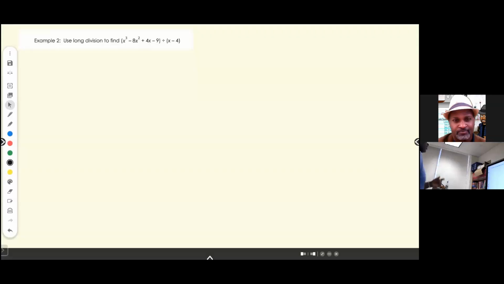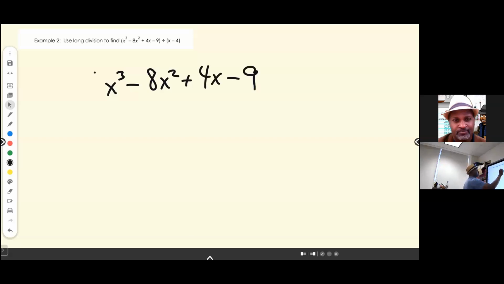Okay. Now, in this example, we're going to use long division to find the quotient of x cubed minus x squared plus 4x minus 9. And we're going to divide that, old school long division, by x minus 4. So that's what we want to do here.